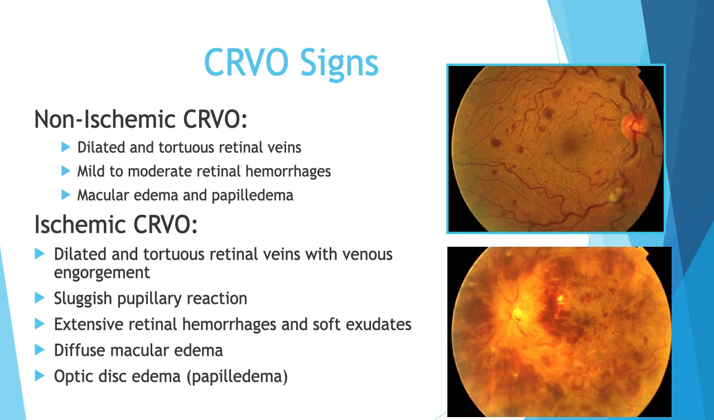However, the ischemic type shows a very aggressive picture: massive hemorrhage because many capillaries are ruptured, a lot of ischemic areas, severe venous congestion, and severe disc edema. We find diffuse macular edema, which is the cause of marked diminution of vision, plus the hemorrhage, which can affect the macula, and also optic disc edema because of the congestion of the vein at the optic disc, impairing venous drainage.